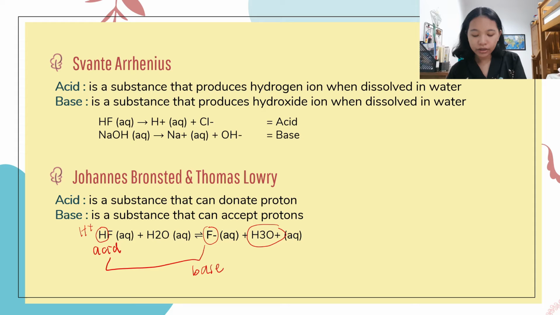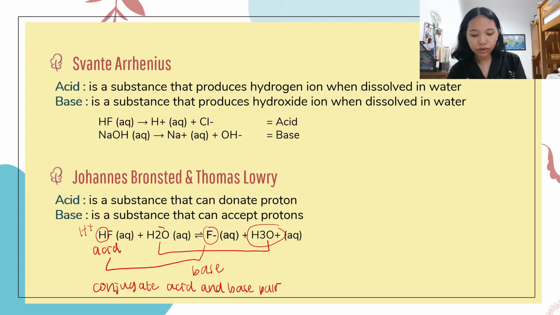So we can see here a pair of HF and fluorine ion. One has more hydrogen ion or a proton than the other. So this pair of substance is called the conjugate acid and base pair. This also happens with H2O and H3O.